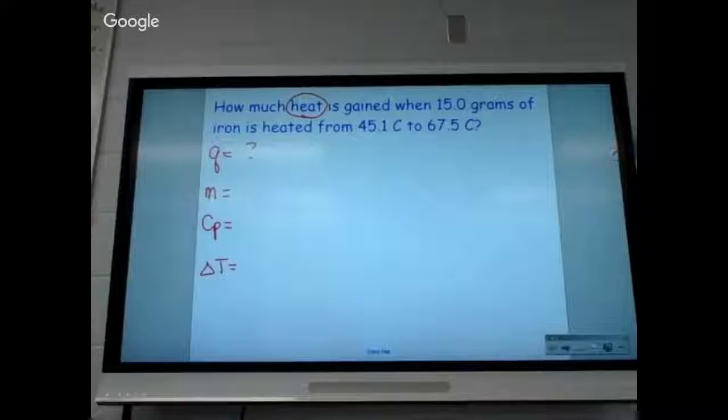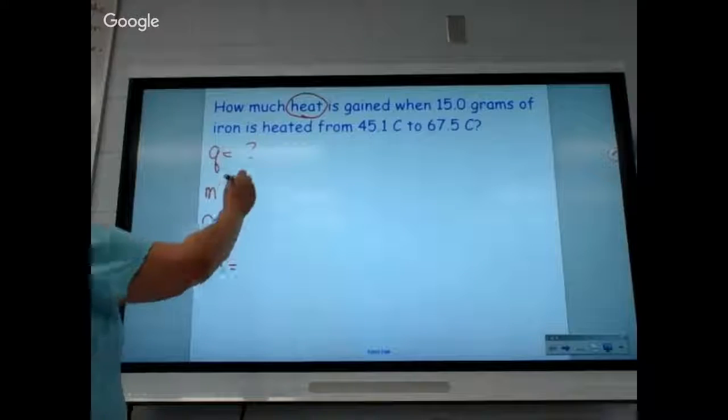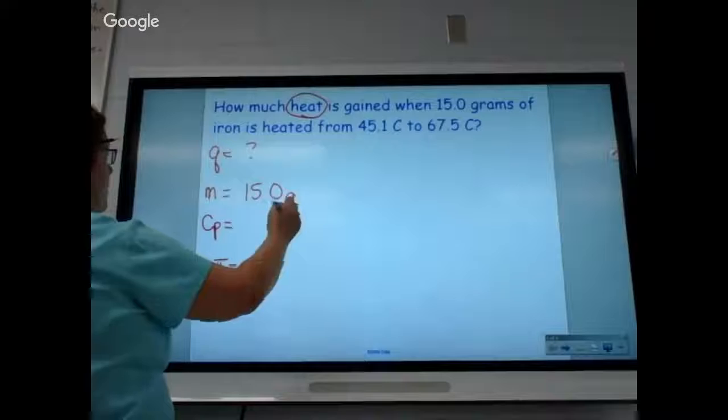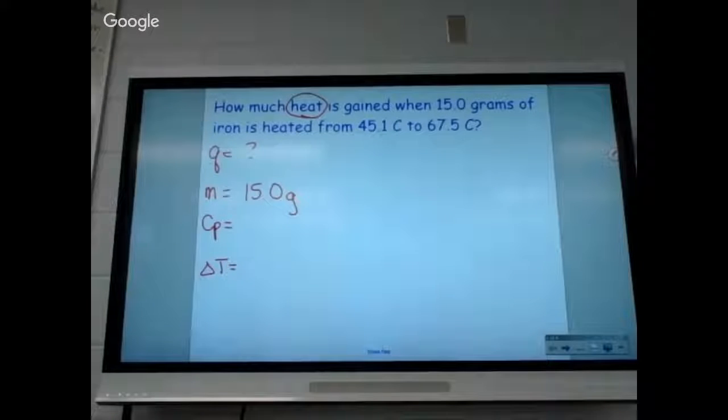Now, what's mass then? 15 grams. All right, CP, specific heat. Did they give us a specific heat up there in the question? No, they didn't give it to us. Hold that thought. We'll come back to it in a minute, Tasha. If it's just heat, it's Q. All right, are you okay with mass being grams? Okay. So they didn't say anything about specific heat up here in the question, right? So we're gonna skip that one for a second.